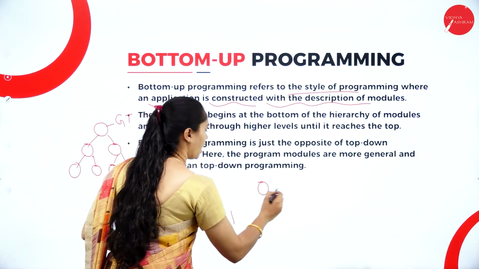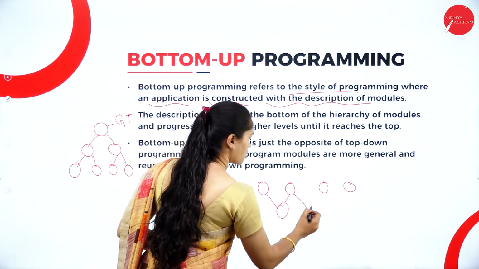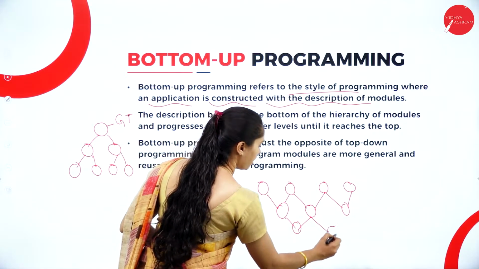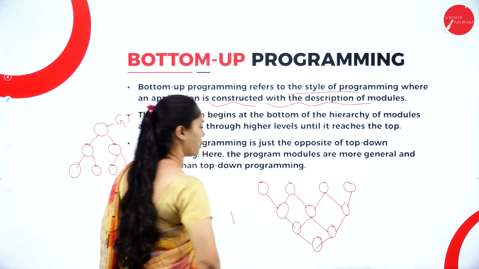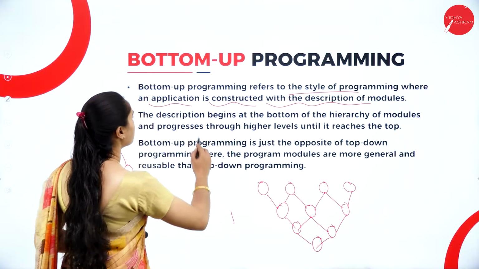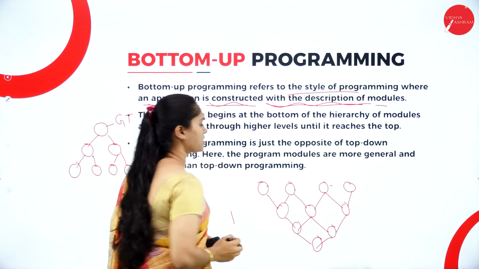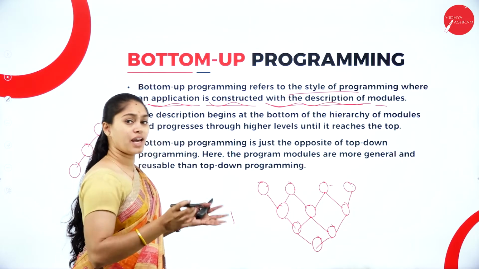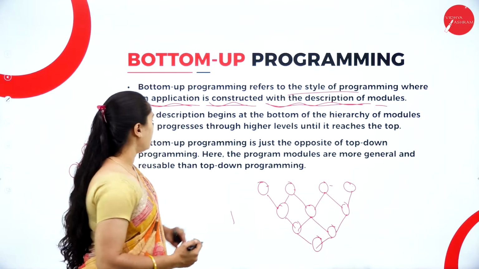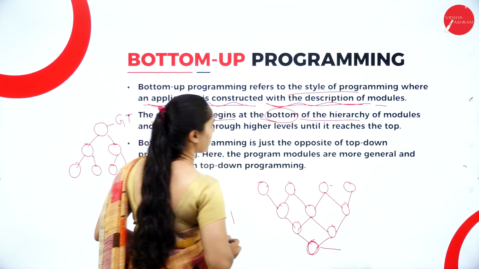In this, first we have a generalized model. By taking all these models, I can find a solution for another module, and by integrating all the generalized models, we can get the solution for a specific task. This is the bottom-up approach, where an application is constructed with a description of modules. Here we already had a description for the modules, and by picking them and grouping them together we find the solution for our complex task, which is at the last level. In the bottom-up approach, the description begins at the bottom of the hierarchy of modules.